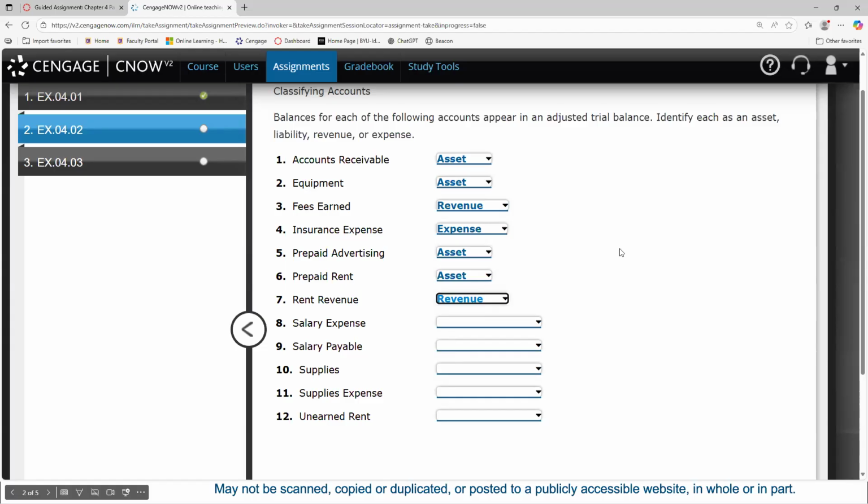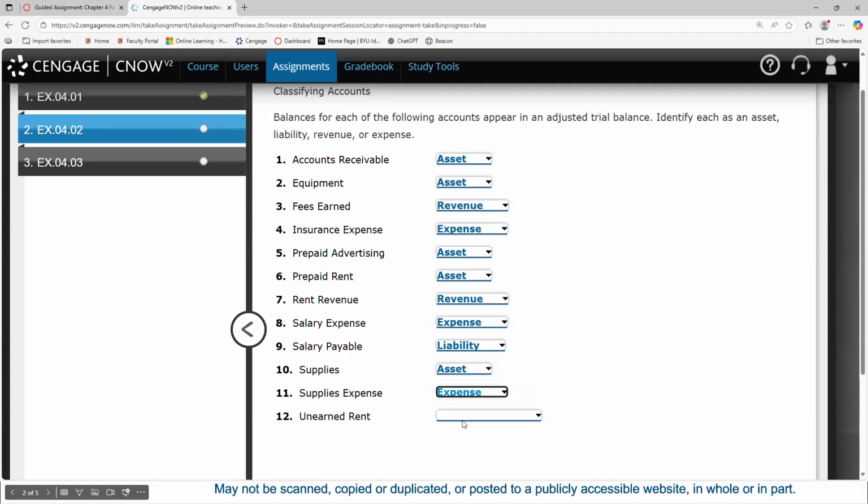That's weird. Salary expense is an expense. Salary payable, liability. And usually that only exists in those situations where we've done an adjusting entry at the end of the month to recognize that our employees have earned salary, but we haven't yet paid them, right? Or in other words, we've incurred the salary expense, but we haven't paid them. So we debit salary expense, credit salary payable, and then as soon as the next paycheck comes, we pay off that payable. Supplies, asset. Supplies expense.